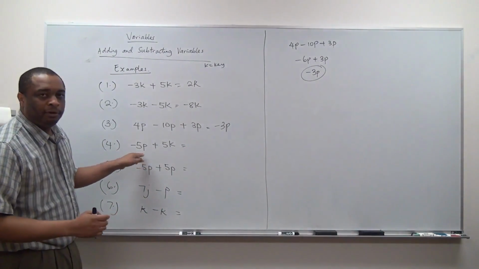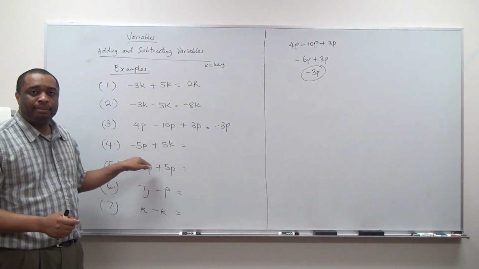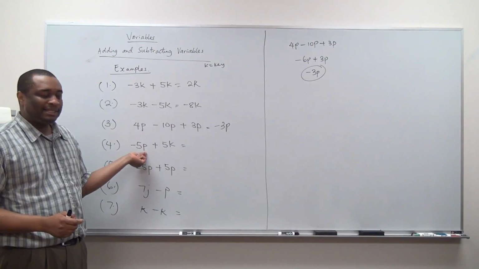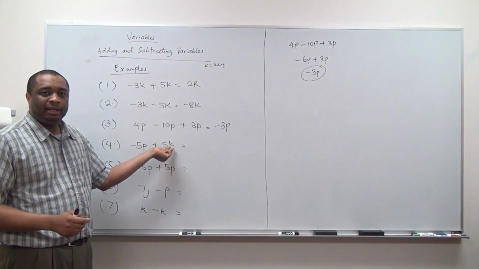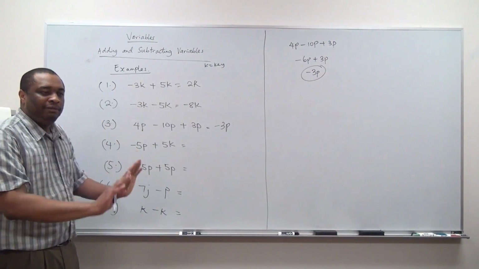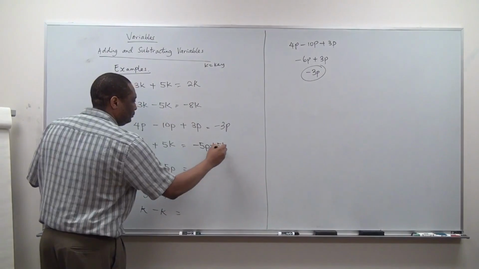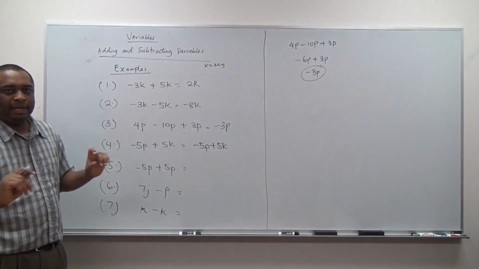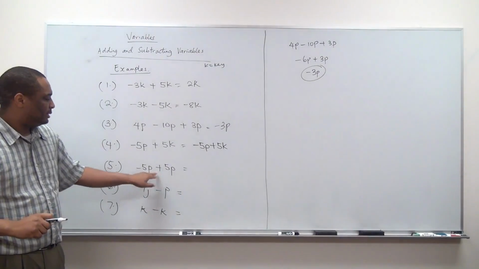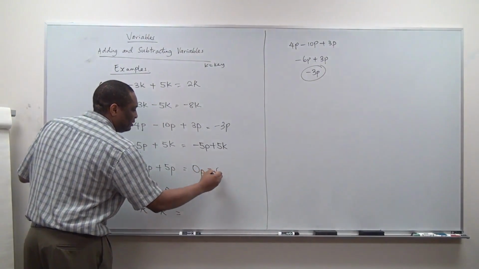Here, if you look at this, is this a like variable or unlike variables? These are unlike variables because here you have p, let's say pencil, and here you have k, key. They are unlike variables, so you cannot do anything. You leave the answer like that, negative 5p plus 5k. That is the answer. Here you owe 5 pencils, but you have 5 pencils, so that is 0p, which is still 0.